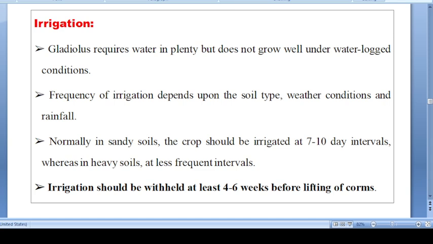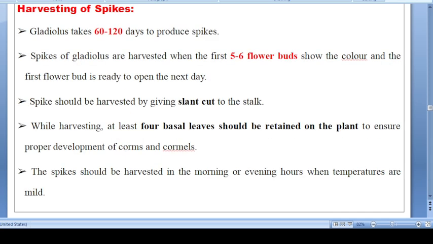Next is irrigation. It is similar to tuberose crop. Immediately after planting, we have to do the irrigation operation. There should not be any water logging in the gladiolus fields. And before harvesting, especially the corms, we have to give a slight irrigation. So these are the three aspects, and during flowering we have to take care of irrigation. In summer months, at 1 week interval, or we can irrigate 2 times in a week, and in winter months 8 to 10 days.